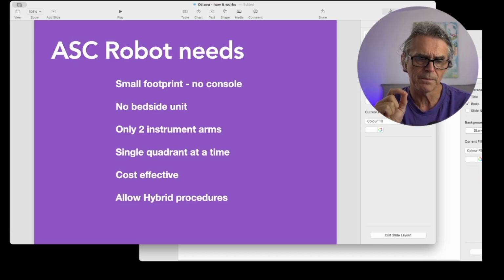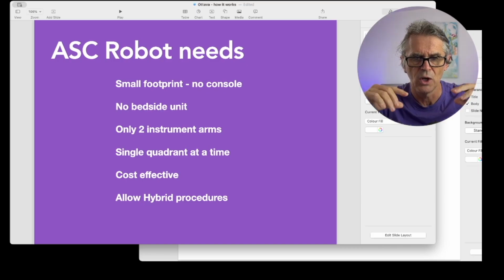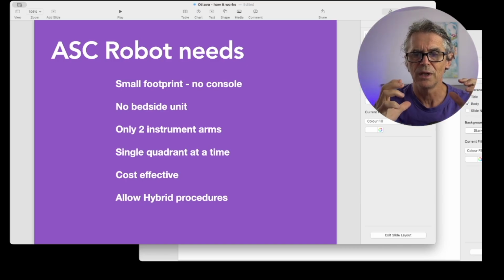You're going to want to have two very active arms. It's not like a big colorectal case that you're going to do. The other thing is that you'll probably want to be working single quadrant at a time. So do I need my arms to be able to move quadrant to quadrant all the time? Or could I reposition them on the patient?